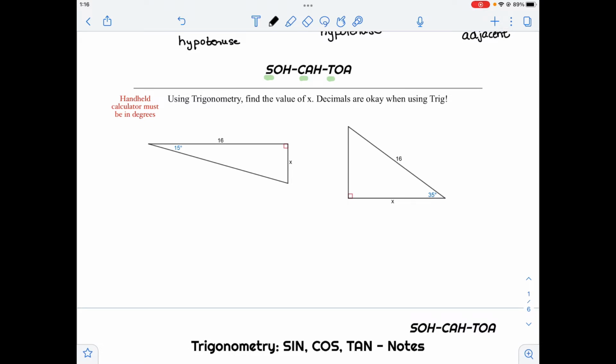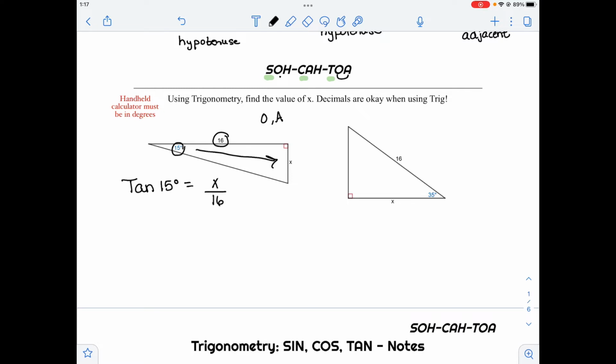So let's look at this first one. We have a degree. We are trying to find something that is opposite from it, and we know something that's adjacent. So we know opposite and we know adjacent. Look at our little acronym. We have O and we have A. Well, this has O and H, A and H. O and A is going to be our tangent. So we can take the tangent of 15 degrees and use our ratio of opposite over adjacent, x over 16.